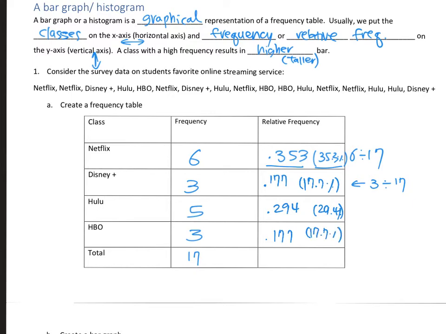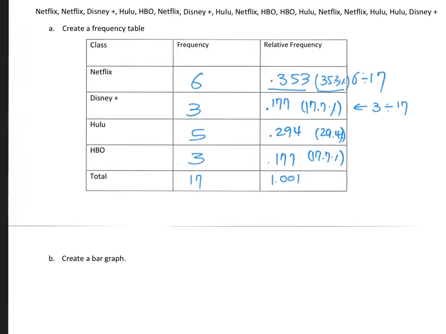If you were to add all this relative frequency, you're supposed to get 1. Here you get actually 1.001 because of rounding off error, which is fine. So when I add up all these 4 numbers, theoretically you're supposed to get 1 exact, but if you get 1.001 or 0.999 because of rounding off error, that's fine. So that's my relative frequency table. All right, so that's our frequency table.